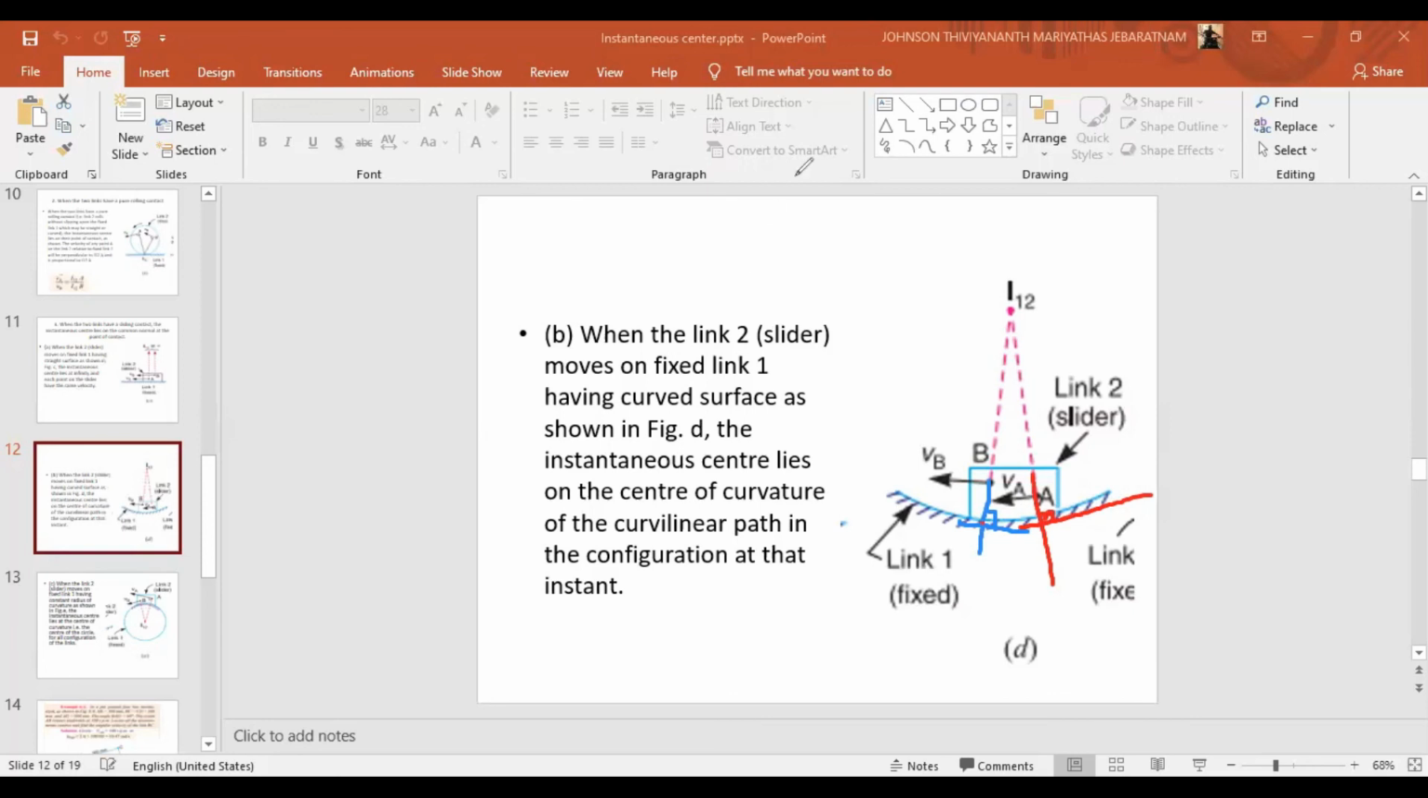When you do the numericals, you need to consider whether the motion is a pin joint motion, pivot joint motion, or slider crank motion. Then only you can note the instantaneous center. If it is a slider on a straight line, then the normals will meet at infinity. And if it is a curvature, then they will meet at the center of curvature of the curvilinear path. So you need to watch for these instantaneous centers while doing a numerical.